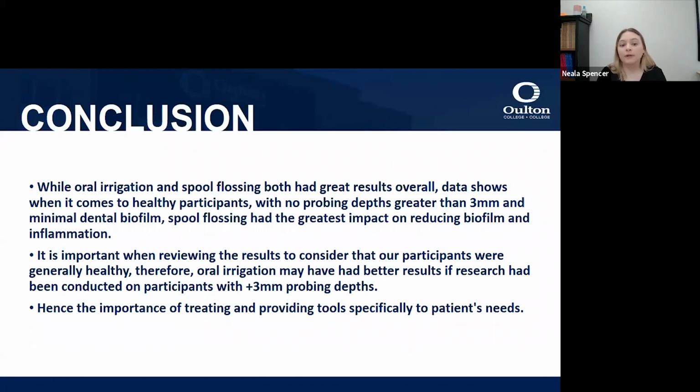So in conclusion, while oral irrigation and spool flossing both have great results overall, when it comes to healthy participants with no probing depths greater than 3 millimeters and minimal dental biofilm, spool flossing had the greatest impact on reducing gingival inflammation. It's also important, when reviewing the results, to consider that our participants were generally healthy. They were dental hygiene students, therefore oral irrigation may have had better results in comparison to patients with probing depths greater than 3 millimeters. Hence the importance of treating and providing tools specifically to patients' needs.